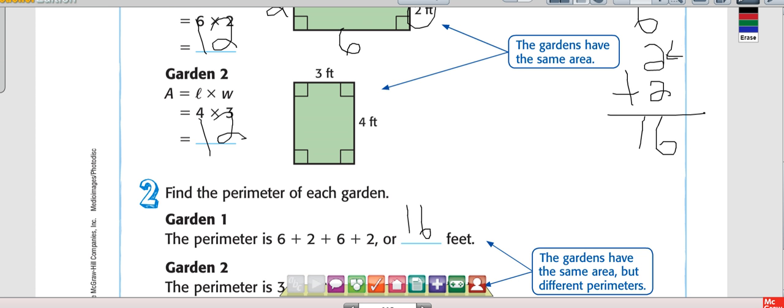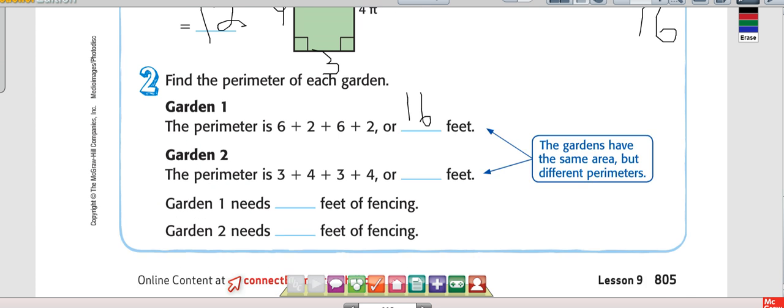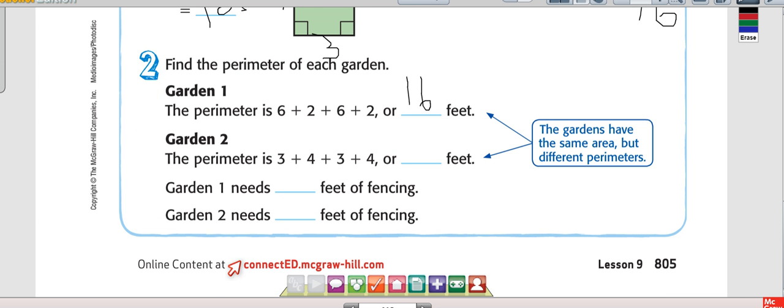Same thing for the second garden. I have 3 at the top. It's a rectangle, and in a rectangle the opposite sides have the same length. So if the distance at the top of the rectangle is 3, the bottom is also 3. The length on the right side is 4 feet. The length on the left side is 4 as well. So 3 plus 4 is 7, plus 3 more is 10, and then 10 plus 4 is 14. So there's 14 feet for garden number 2.